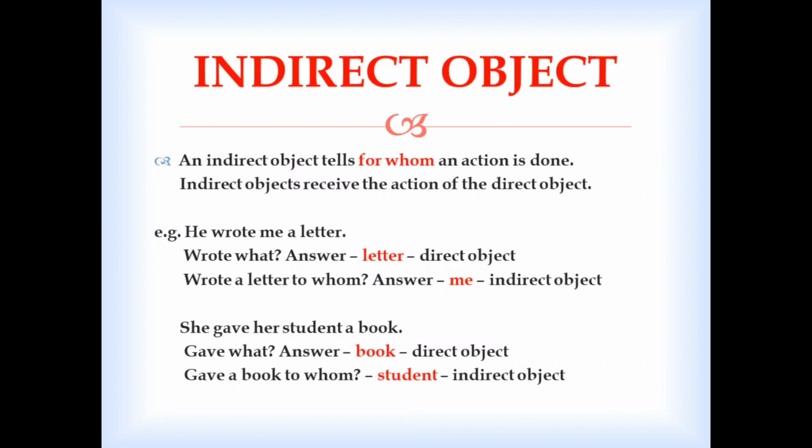She gave her student a book. She gave what? Answer is book. Book is the direct object. She gave a book to whom? Answer is student. Student is the indirect object.